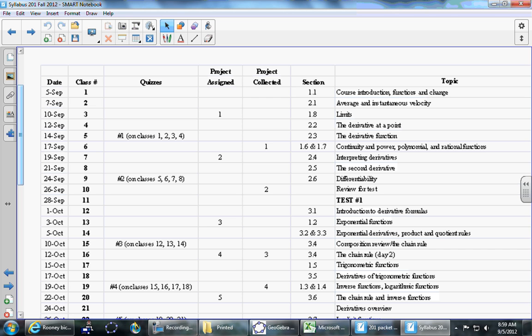We have quizzes. First one is coming up on September the 14th. We have projects assigned. First one is going to be assigned on the 10th, but I happen to have given it to you already. You don't have to look at it until the 10th. It is collected on the 17th of September. Any questions on this page?